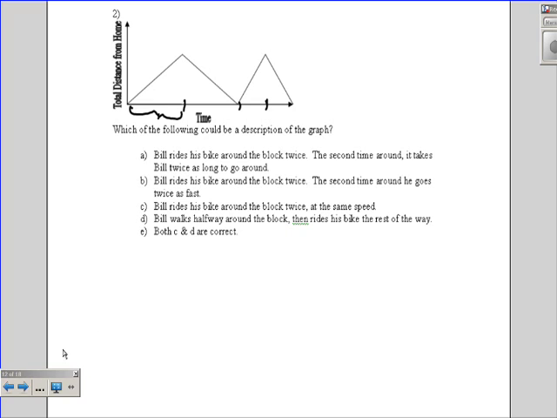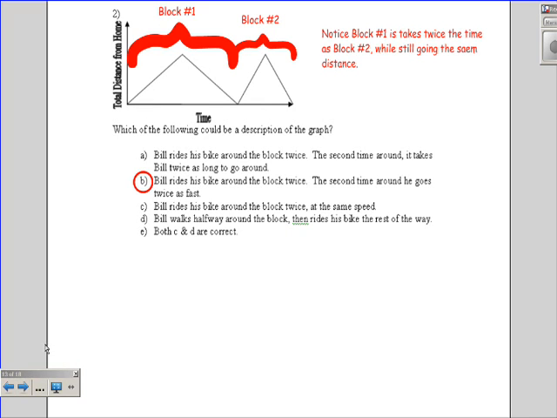So what is going on in this situation here in this graph? When I look at this, I'm noticing that in block 1, it looks like I'm riding my bike around the block twice. The second time, he goes twice as fast. So you can kind of see here, during block 1, it takes twice the time as block 2 while still going the same distance, so that distance doesn't change. So it took me this amount of time to go around the block, and then that amount of time to go around the block. Do I have a value for that time? Could this have been 10 minutes and this have been 5 minutes? Possibly. It's just that I know that I'm going the same distance in a far less amount of time.